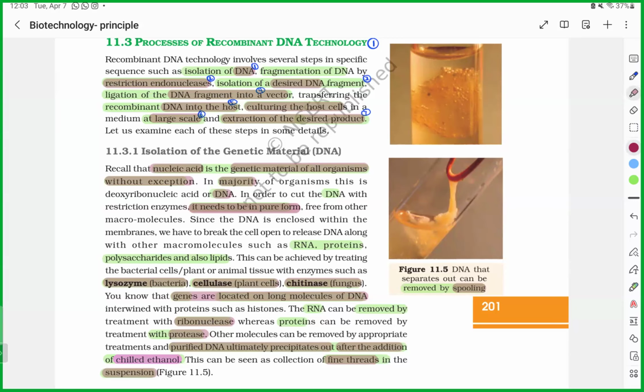Rehan. What are the different enzymes we use to destroy the cell wall of the organism? So one is lysozyme for the bacteria, then chitinase for the fungus, and cellulase for the plant cells. Yes, Aditya. To obtain the pure DNA, what do we do?